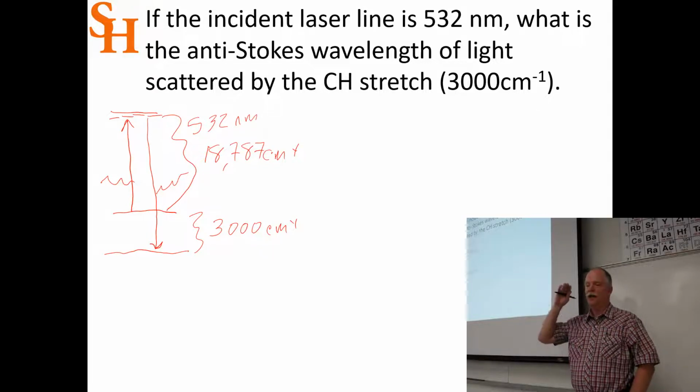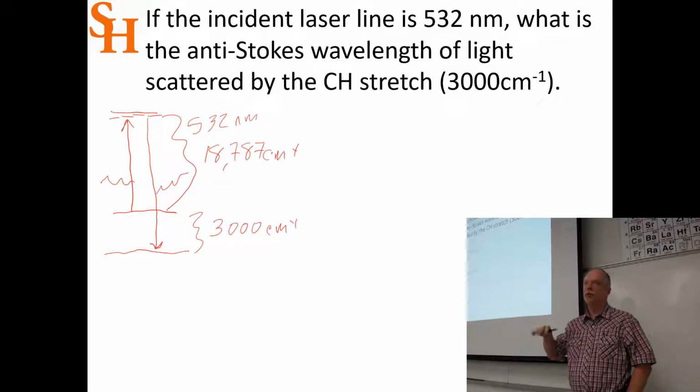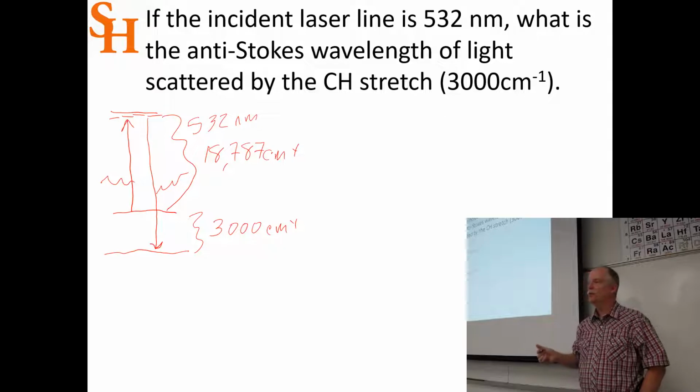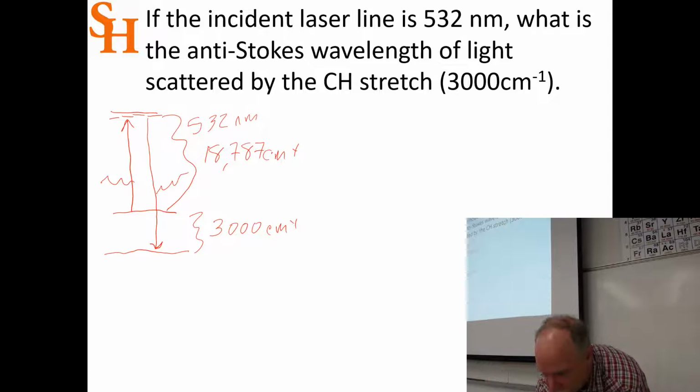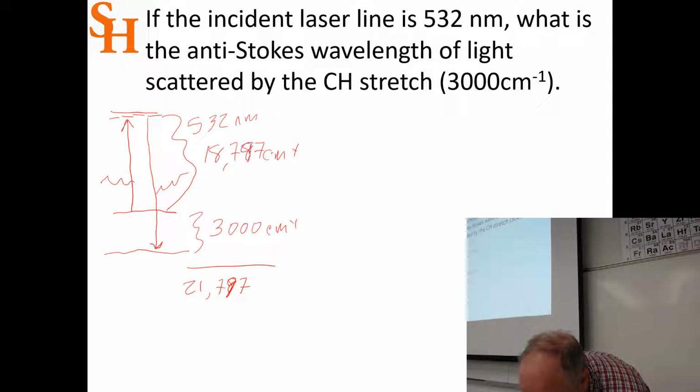And so we're taking the 18,000 and adding 3 more thousand wave numbers. And so we end up with 18, 19, 20, 21,797. So that's the resulting energy of the anti-Stokes scattered photon. 780 or 797, which was it? 797. Yeah. Okay.